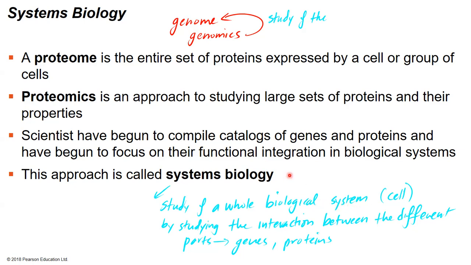So you can think of one strategy of systems biology as studying how genes interact with each other or how proteins interact with each other and how these interactions will allow the cell to carry out its intended functions. Okay?